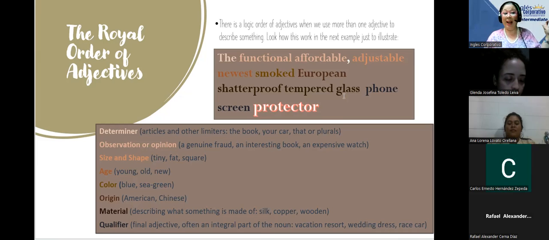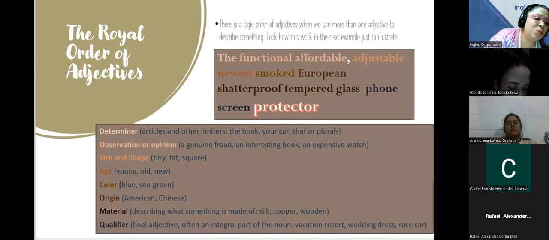Newest, el más nuevo, el más actual, ¿verdad? Sería como the age o el tiempo en que salió. Adjustable, como a size and shape. De ahí, tenemos affordable and functional, ¿verdad? Affordable sería la observation or opinion of the customer, que sí lo puede comprar. El customer me dijo que está muy caro, pero es affordable, me lo dijo el cliente, ¿ok? Y luego, el determiner, the, ¿sí? Functional, affordable. Aquí tenemos dos adjetivos definiendo la opinión del cliente. Y tenemos the, que es el adjetivo que determina si es uno, si son los, las, etc.